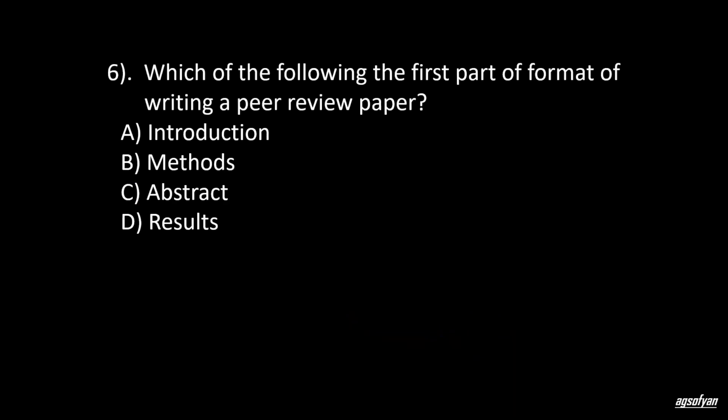Which of the following is the first part of format of writing a peer review paper? Always start with, of course, after the title, there will be abstract. So abstract will be number 1 thing that you have to put when you write a paper in a journal.